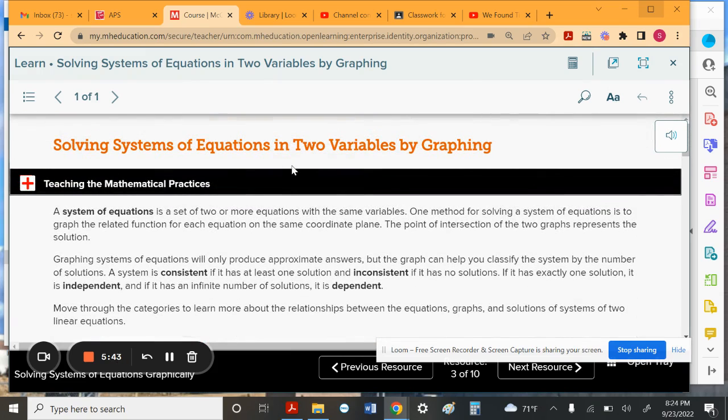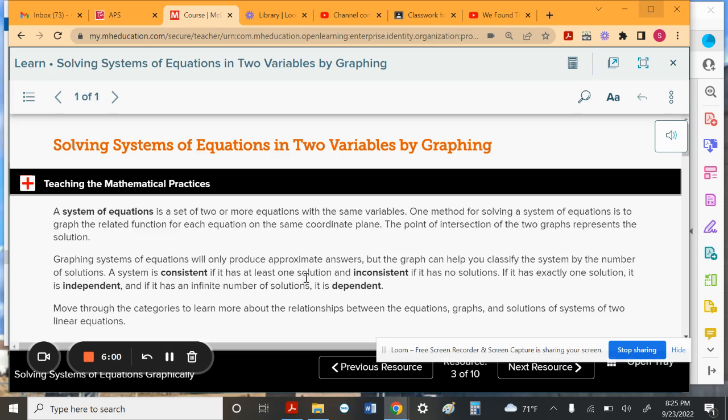So solving systems of equations in two variables by graphing just means, and I apologize, I didn't realize I had the TV on until just now. So solving systems of two equations in two variables by graphing. A system of equations is a set of two or more equations with the same variables.